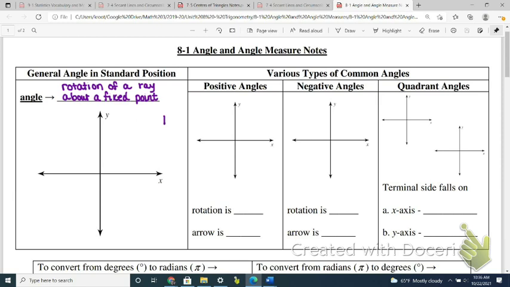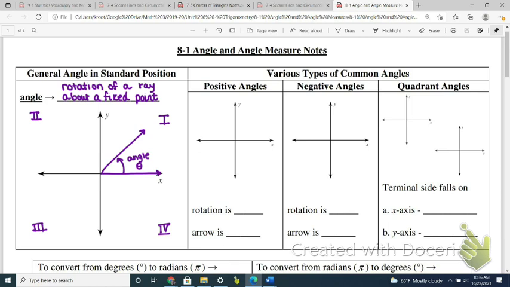So as a reminder, our quadrants are named counterclockwise. So here's 1, 2, 3, and 4. Our angles will always start on the positive x-axis. This is our starting point for any angle. And then we draw the angle. You will always draw an arrow showing which way your angle is going, and then you will label it with the degree or radian.